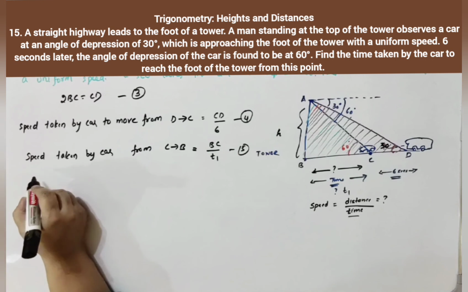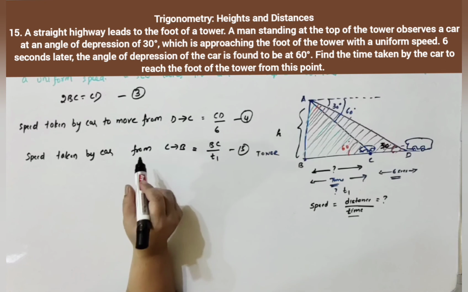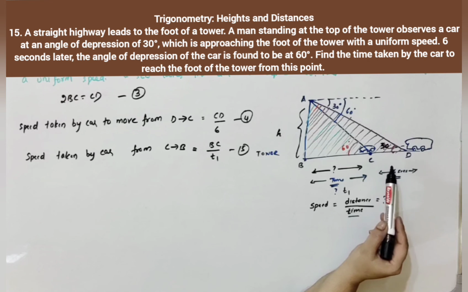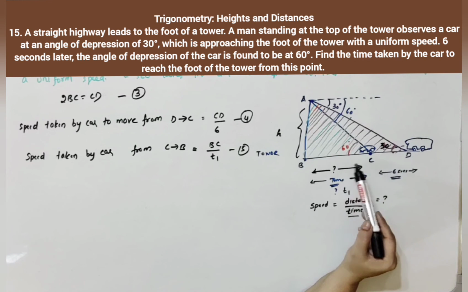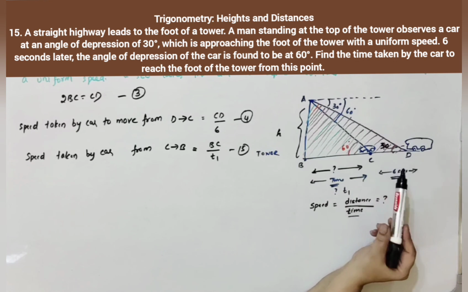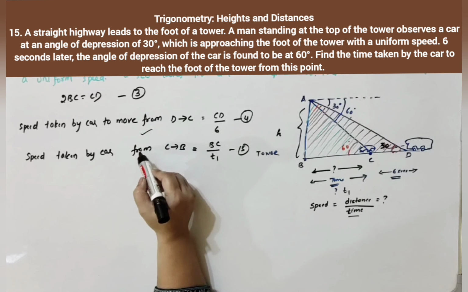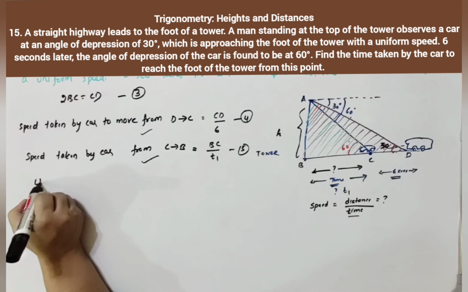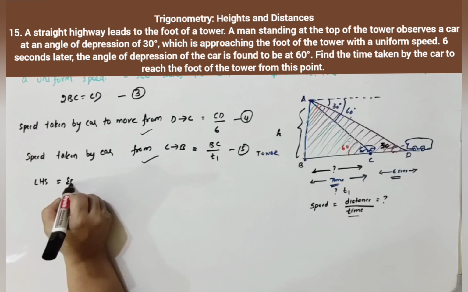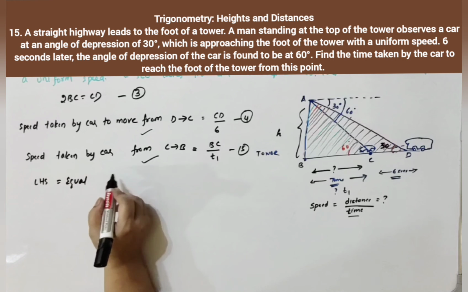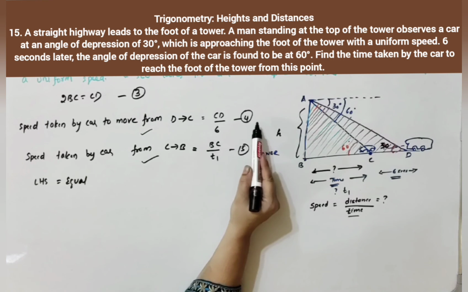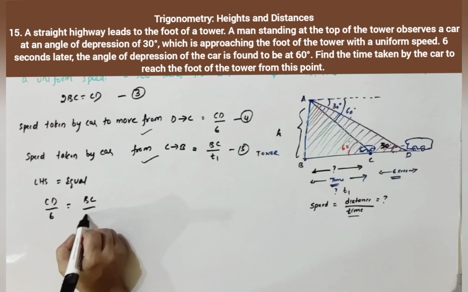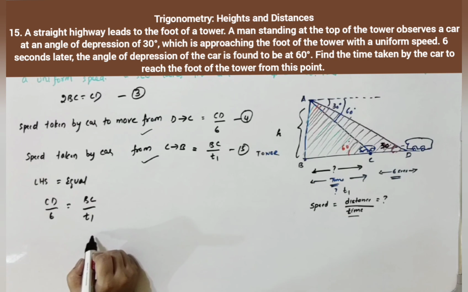From 4 and 5, the speed is the same, right? The car is moving at a uniform speed from D to B. There is no variation in the speed. So the speed from D to C and the speed from C to B is equal. So LHS is equal, so RHS also will be equal. What is RHS for equation 4 and 5? CD by 6 is BC by T1. So both of these are going to be equal.